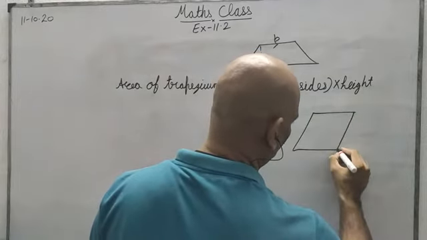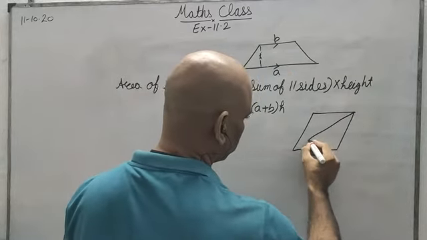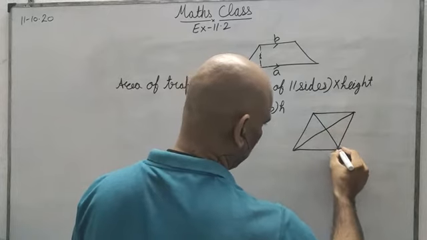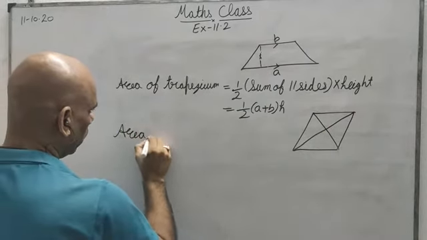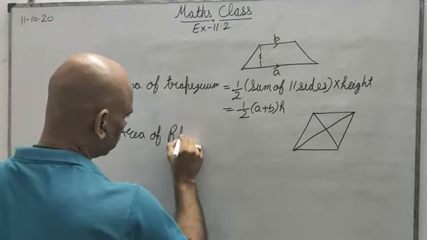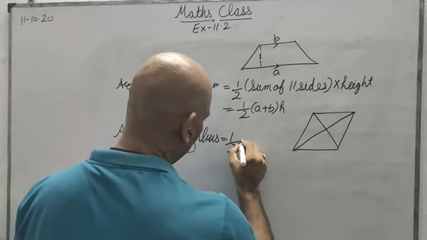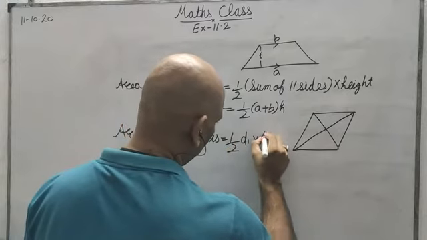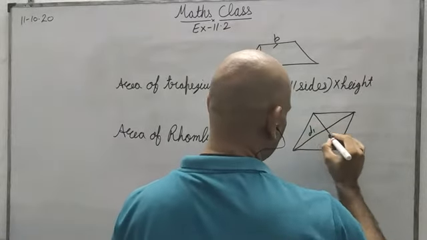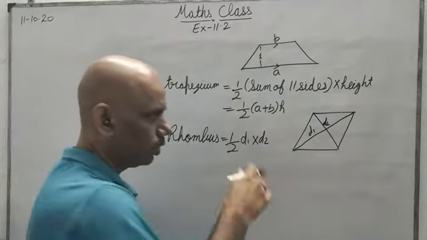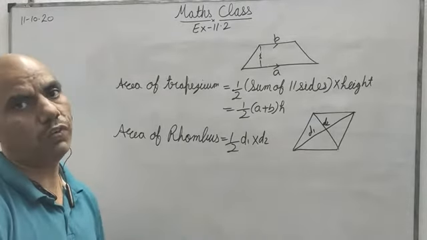A figure which is having two pairs of parallel lines and having all the sides equal. So this area can be calculated, area of rhombus can be calculated by half d1 into d2. What is d1? d1 is diagonal 1. If this is diagonal 1, this is diagonal 2. So half d1 into d2 is the way to find out the area of rhombus.